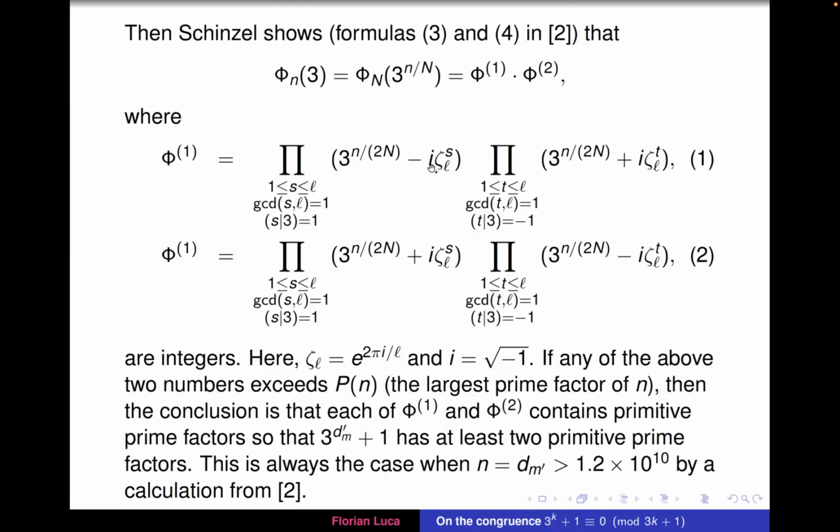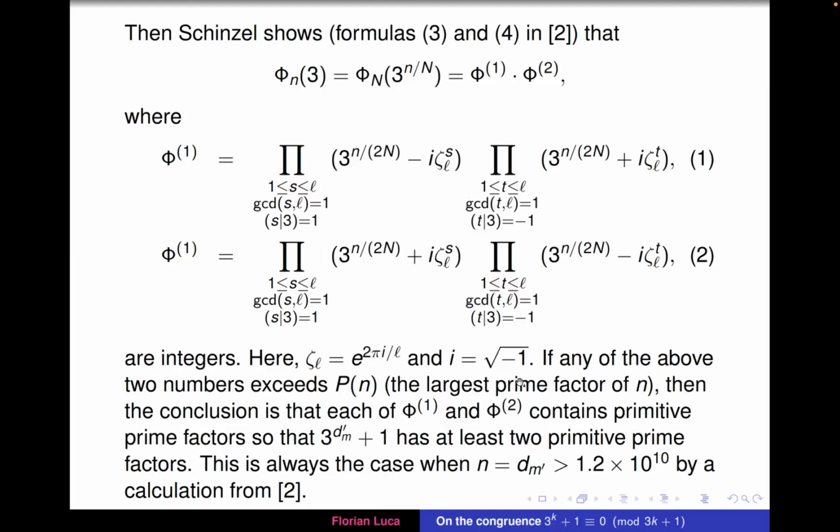He even puts i there, which is the square root of -1. And then he groups them according to whether, once you write that root as plus or minus i times something to the power s, that s is 1 mod 3 or 2 mod 3. So the ones which are 1 mod 3, he puts them in this factor. And then he groups the ones which are -1 mod 3 there, and then he switches around the signs. And he proves that these two numbers are integers.